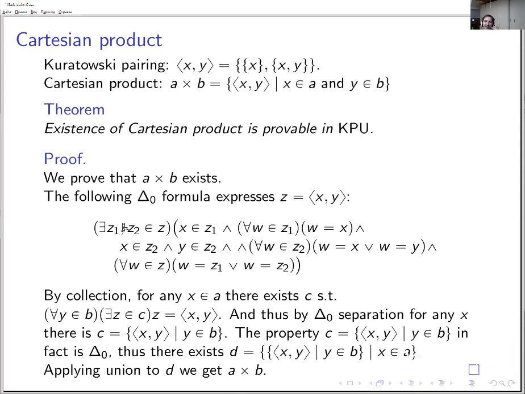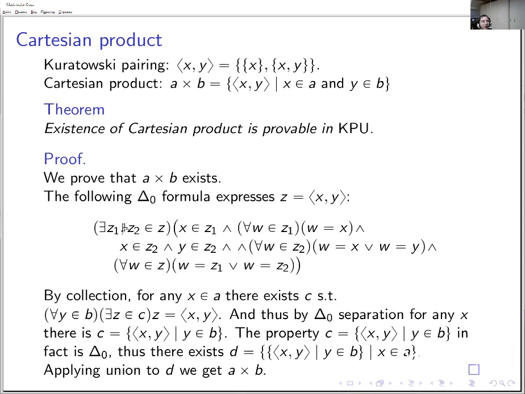The theorem is that the Cartesian product exists. As usual, we define pairing by the Kuratowski pairing, and the Cartesian product is just the set of all pairs where one component is an element of one set and the other component is an element of the other set. This happens to be provable in KPU, but we need to work a bit more compared to the case of ZF.